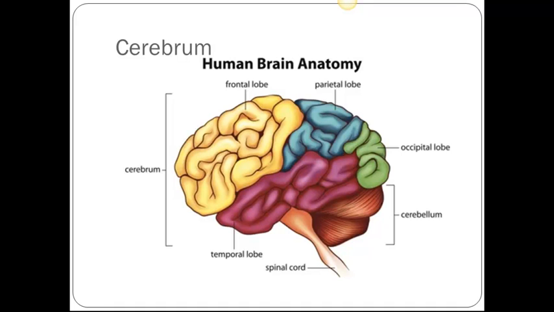So here is a picture of the cerebrum anatomy. The frontal lobe is in the front. Directly behind that is the parietal lobe. The occipital lobe is in the back of the skull, and the temporal lobe is below all three of these, but above the cerebellum.